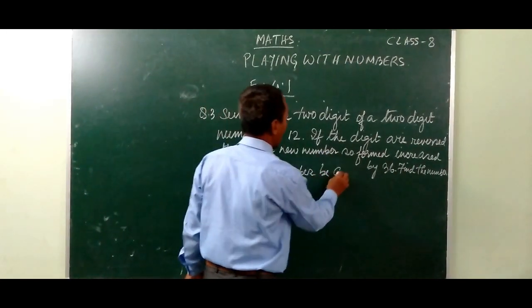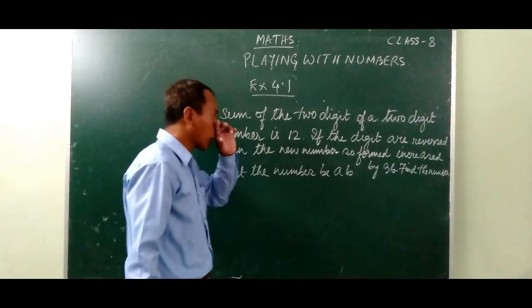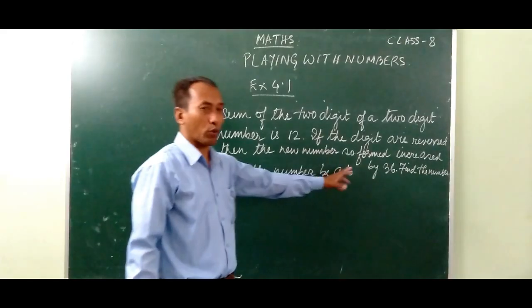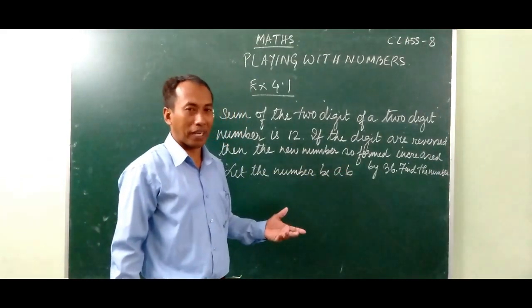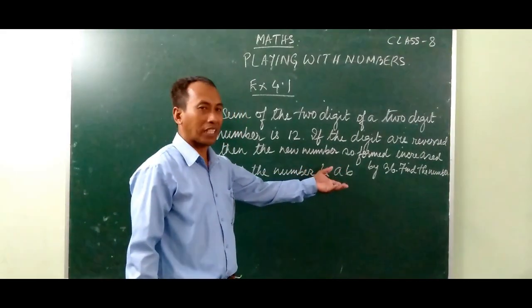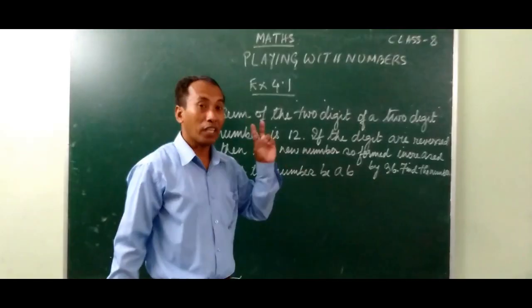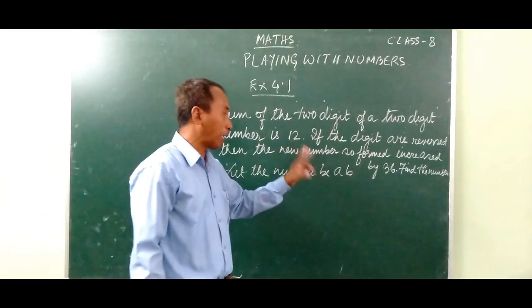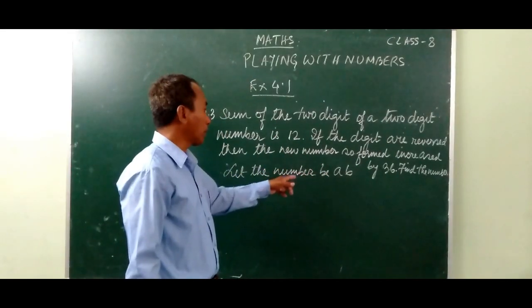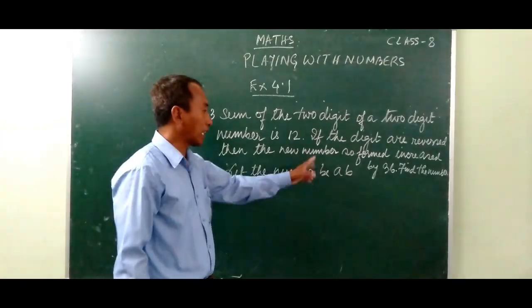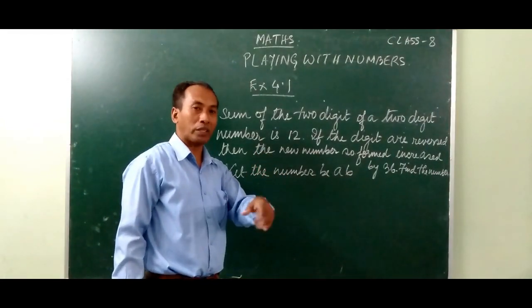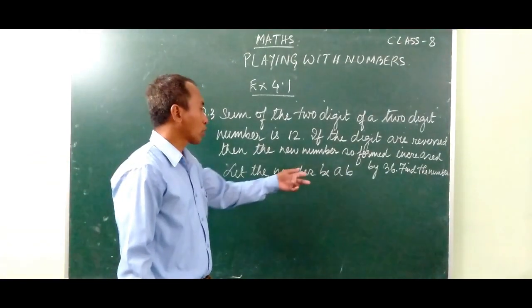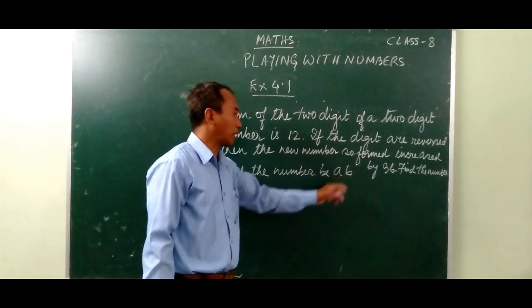So let the number be AB. They said it is a 2-digit number. It is AB, or you can take it XY, or you can take it MN. Any alphabet you can take, but it should be 2-digit. Let the number be AB. I have taken AB. At home you can try with XY or MN, or any alphabet. So I have taken the 2-digit number as AB.